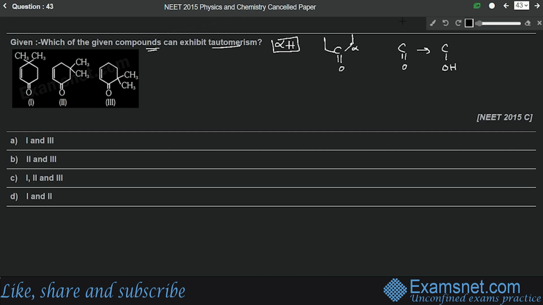Now let's check in the first one. This is your carbonyl group. On the right hand side, if you see at the alpha position, we have hydrogens. So this will undergo tautomerism. And let's see the compound that will be formed. This is your ring. Here we have a pi bond, and then this bond will move here and here will get OH, and then two methyl groups here.